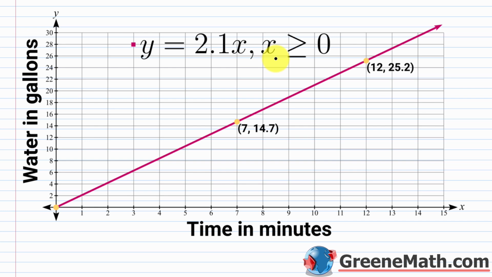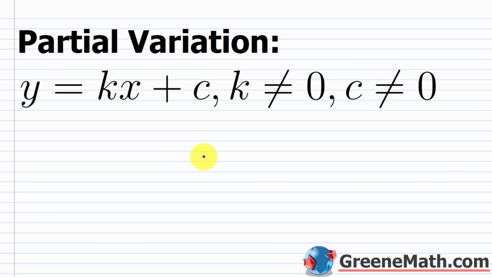It's either going to be 0 minutes, where you would not use any water, so that would be the ordered pair 0, 0, or it's going to be some positive amount of minutes. Something like Beth, who takes a shower that's 7 minutes, is going to use 14.7 gallons of water. So that's 0.7, 14.7. And Mary, the original person that took the shower, takes a 12-minute shower and uses 25.2 gallons of water. All right, let's talk about partial variation now.